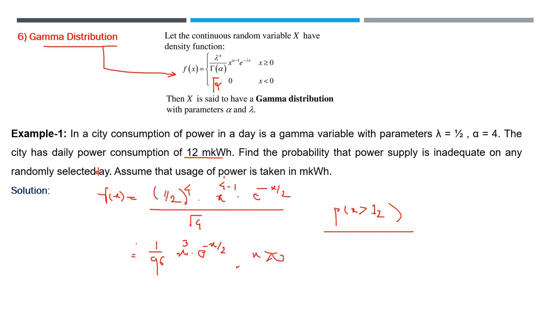So how to calculate this? We have to take the integration of this. The lower limit of this function is 12, and the maximum limit will be infinity. So for this f(x) function, we have to use this lower limit and upper limit, and then integrate this equation. If you integrate this equation, it comes out to be 1 by 96.